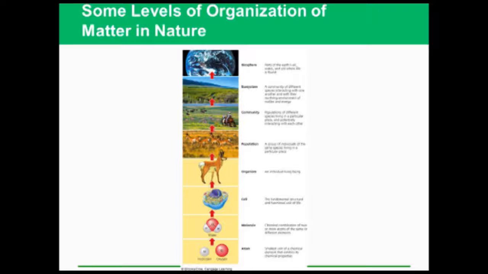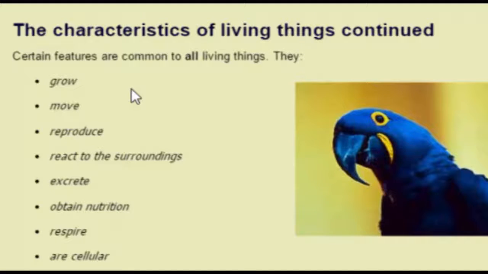The union of multiple populations is biodiversity, and then there's a biosphere. Second theme, characteristics of living beings.